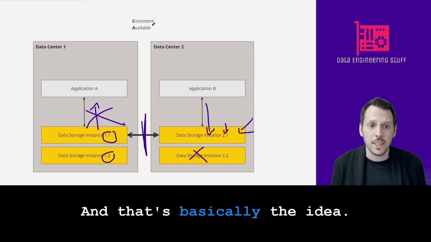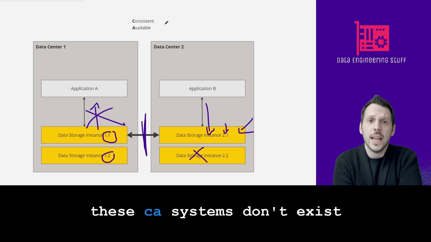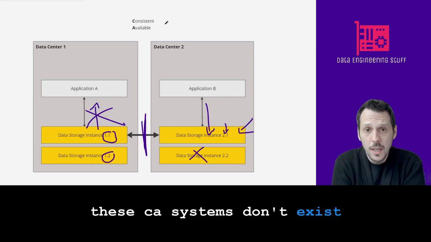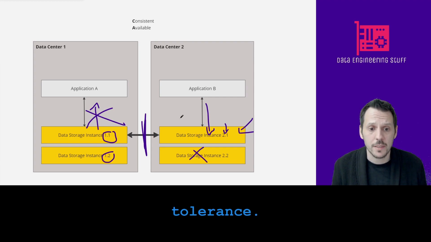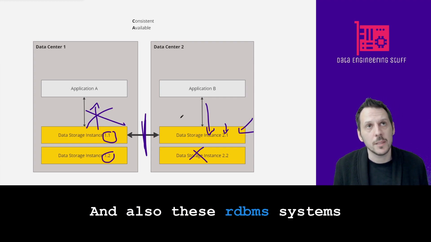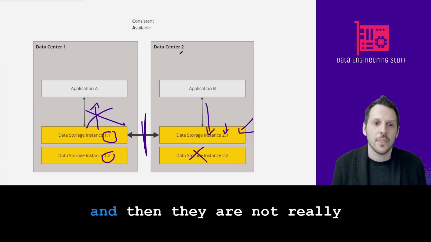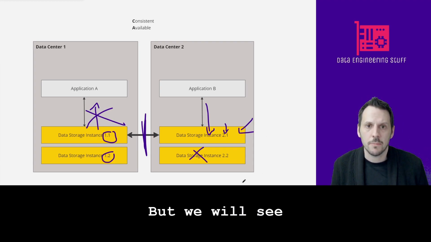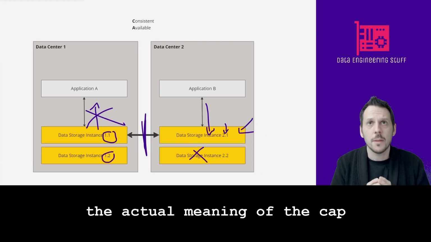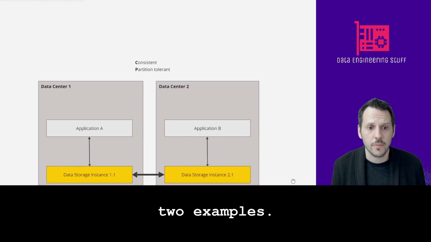And that's basically the idea. In practice, it's often said that these CA systems don't exist, because you always have to take partition tolerance into account. And these RDBMS systems also have some measures for that, and then they are not really that consistent or available. But we will see the actual meaning of the CAP theorem with the next two examples.